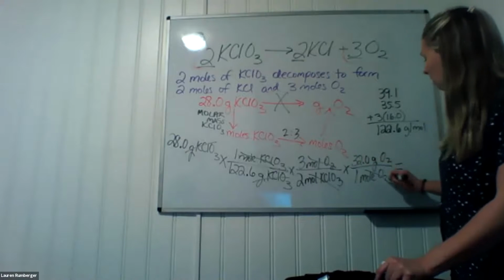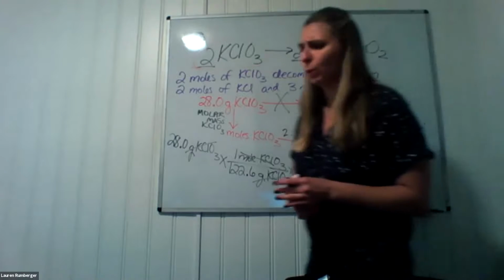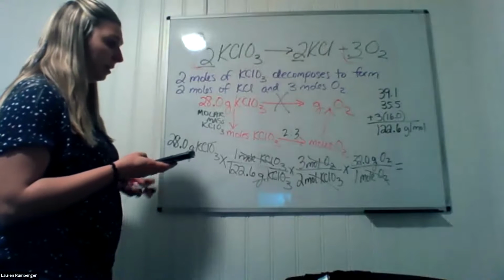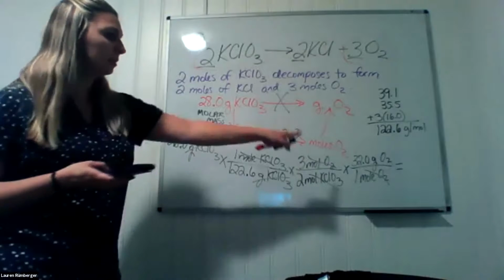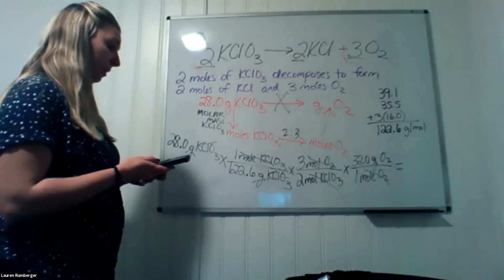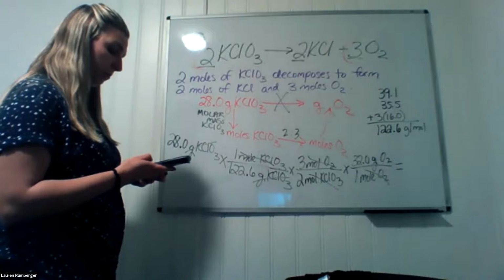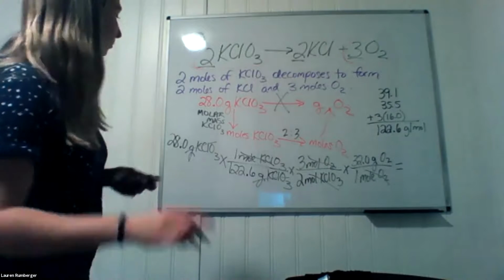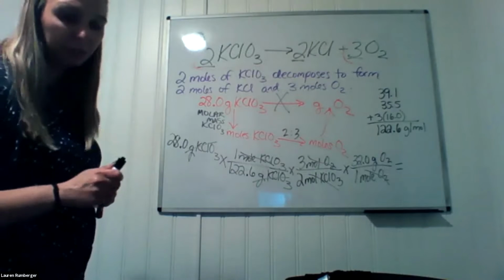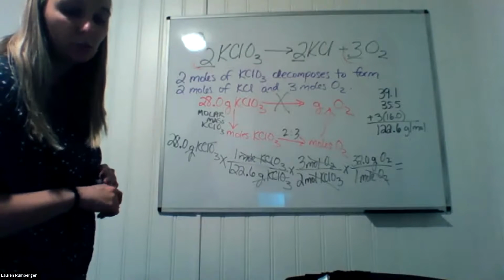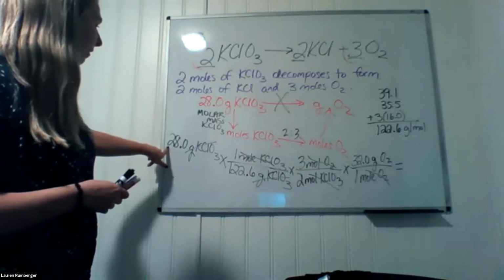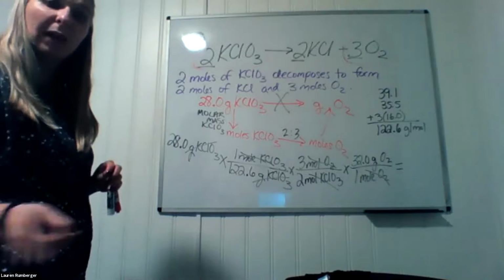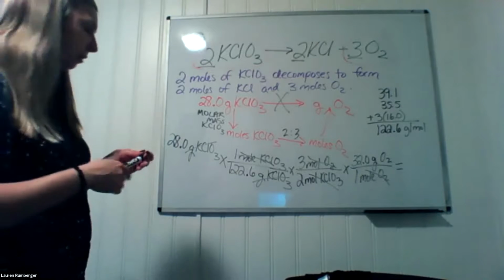So if you have your calculator with you, please do this calculation along with me. 28 divided by 122.6 times 3 divided by 2 times 32. Let's see if you get the same answer as I do. What I'm seeing in my calculator says 10.962, etc. So if we have three significant figures here, 10.96 would be rounded up to 11.0.